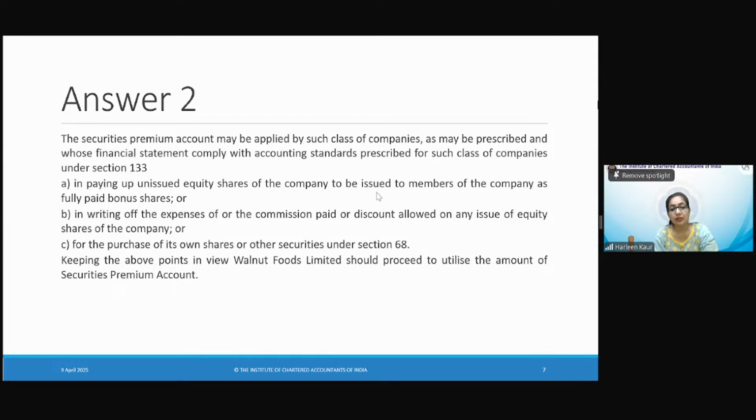So the company will proceed to utilize the security premium account as per the above mentioned provisions. Clear हो गया सबको? Very nice. Excellent answers. All of you have given excellent answers. Great.